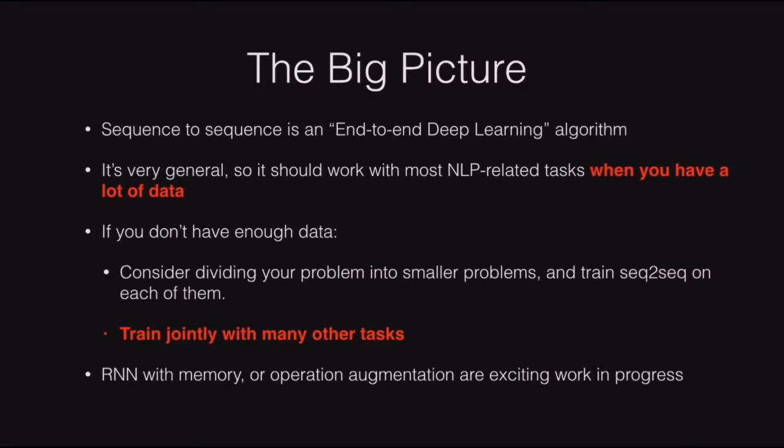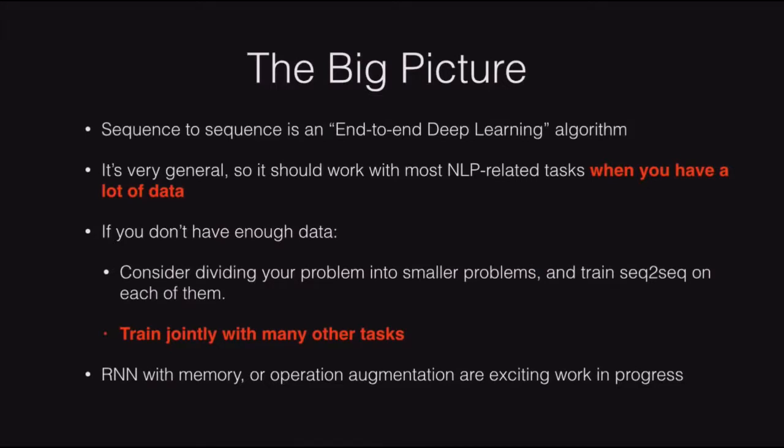Now, what's the big picture? The big picture I want to revisit is what I've talked about today: sequence-to-sequence learning, which is an end-to-end deep learning task. It's one of the big trends happening in natural language. It's very general. If you have a lot of supervised data, it's a supervised learning algorithm, so if you have a lot of data, it should work great.